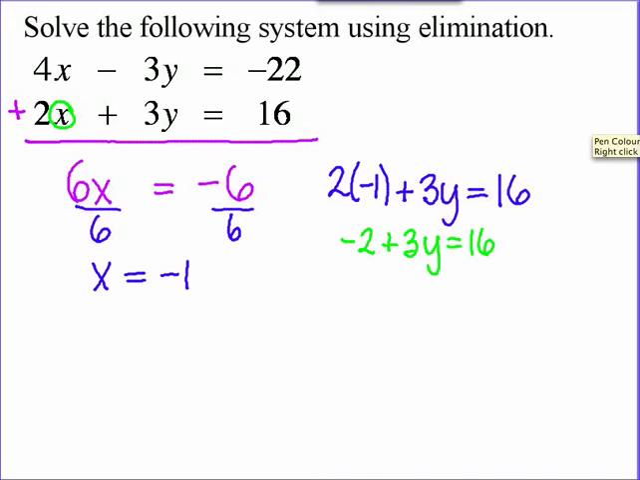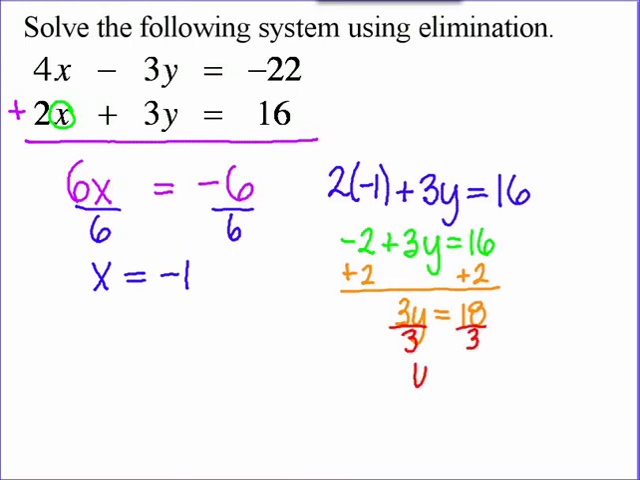In order to solve that now for y, I'm going to add 2 to both sides. And I end up getting 3y to equal what? 18. Divide both sides by 3. And what do you get y to equal? 6. So my solution will be the ordered pair, negative 1, 6.